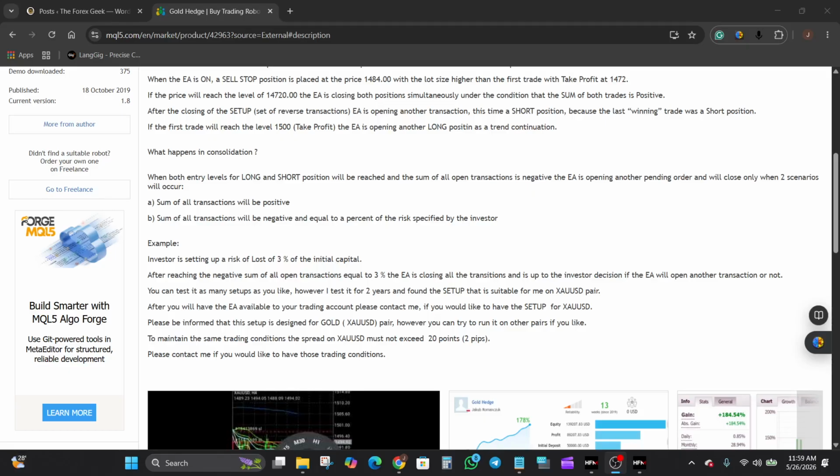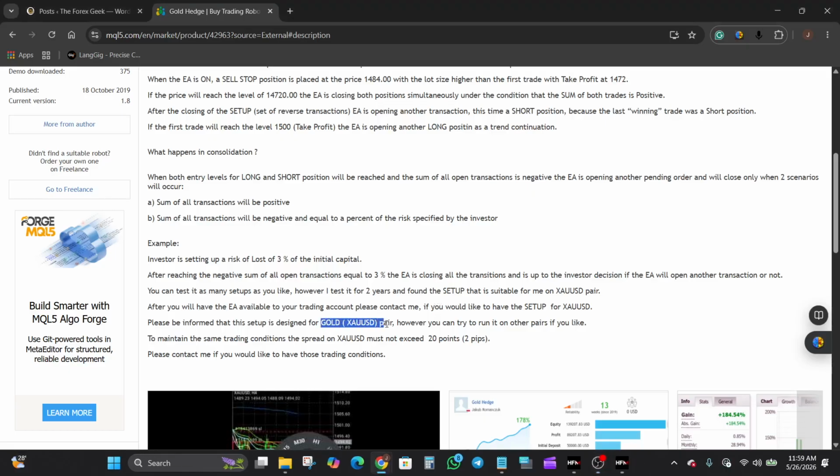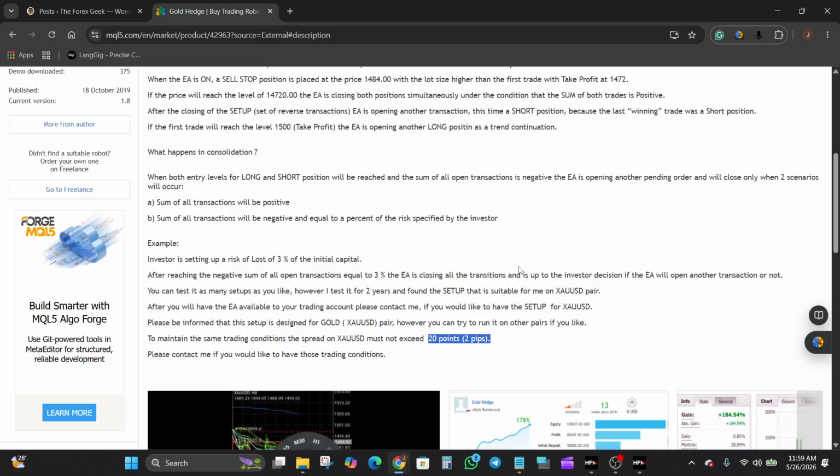Now, before testing, I can also see that the system is recommended primarily for XAU USD, and it requires very specific trading conditions. The spread is suggested not to exceed 20 points, that is 2 pips, which is important for how the hedge logic behaves in real execution. Now, I'm going to move into the backtesting section to see how this approach performs under historical market conditions.